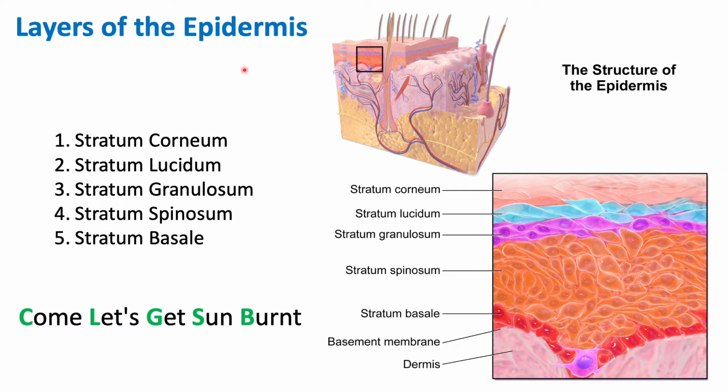Now, if we take a look at the epidermis, we have 5 layers: the stratum corneum, the stratum lucidum, stratum granulosum, stratum spinosum, and stratum basale. Now, over here in this diagram, we can actually see all 5 of these layers, and if we look closely, we can see that the thickest layer is actually the stratum spinosum. Now, going back to these 5 layers of the epidermis, we can see that the most superficial layer, so the most outermost layer, is the stratum corneum, and the deepest layer is the stratum basale.